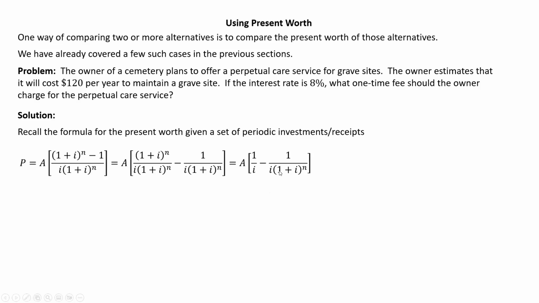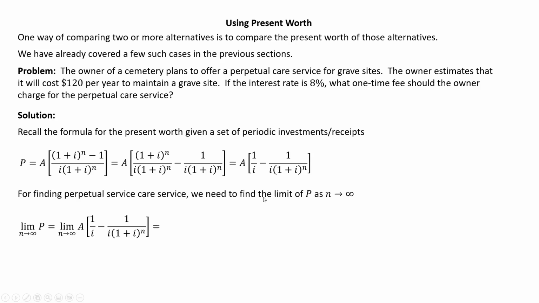Now, can we find the limit as n approaches infinity? Yes. Check this out. The denominator goes to infinity, but the top is 1. So 1 over a very large number as the limit is equal to 0. So when you take the limit of this, all you get is A times 1 over i. Okay, so that is it.